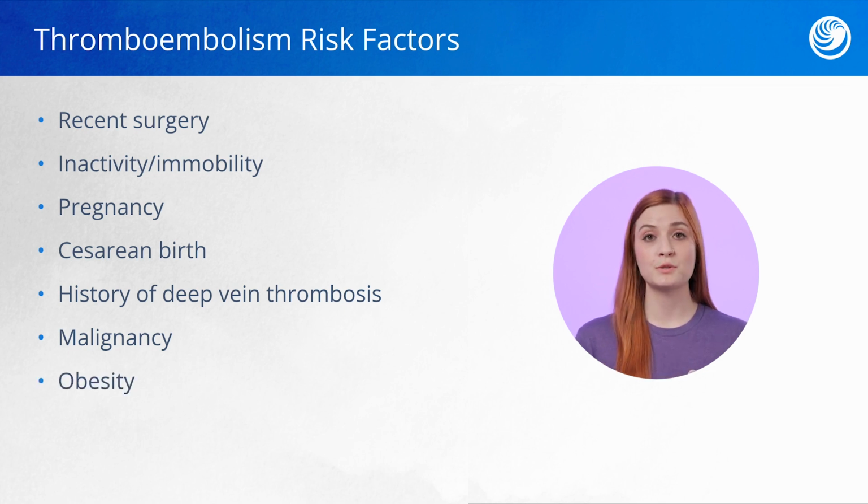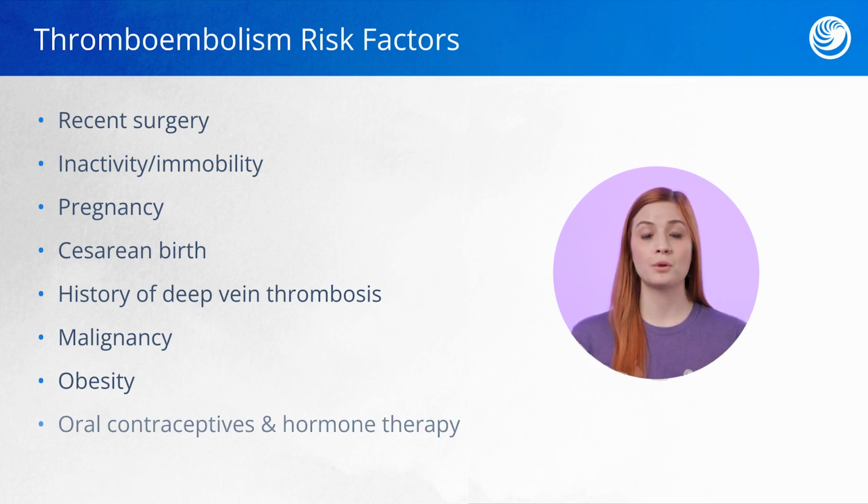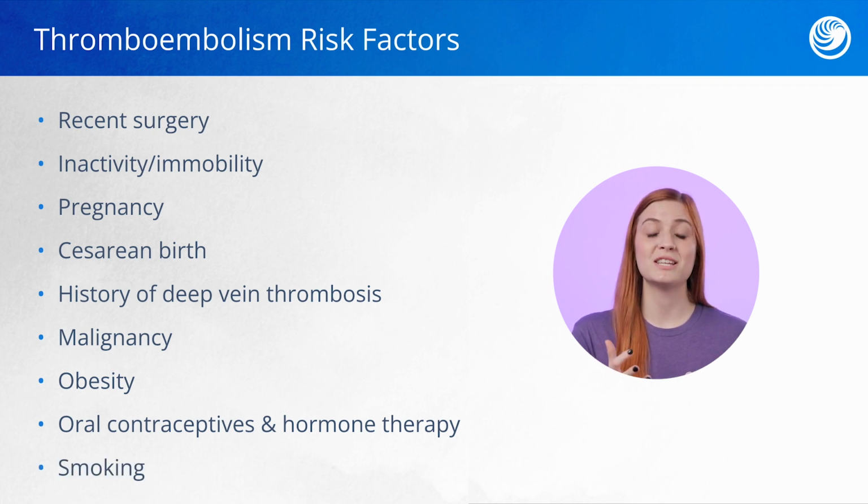Obesity can cause venous pooling, and like I mentioned, when the blood pools, it's going to cause stasis or a lack of movement, which is going to make the blood more likely to clot. Oral contraceptives and hormone therapy increase the risk of blood clots, and smoking can cause endothelial damage. If the endothelium is damaged, the body is going to send clotting factors to try to repair it, and again, you're more likely to have a blood clot.